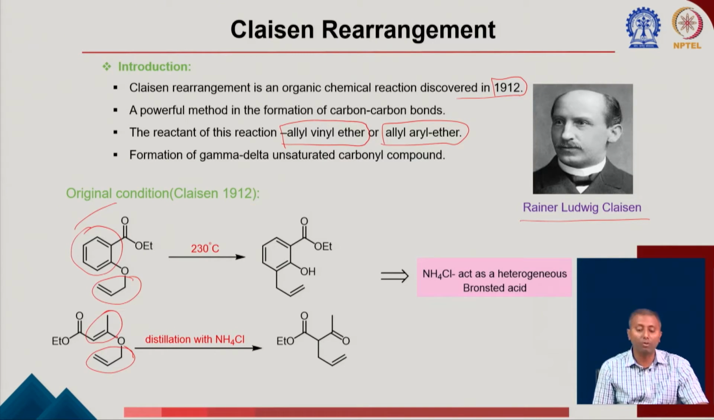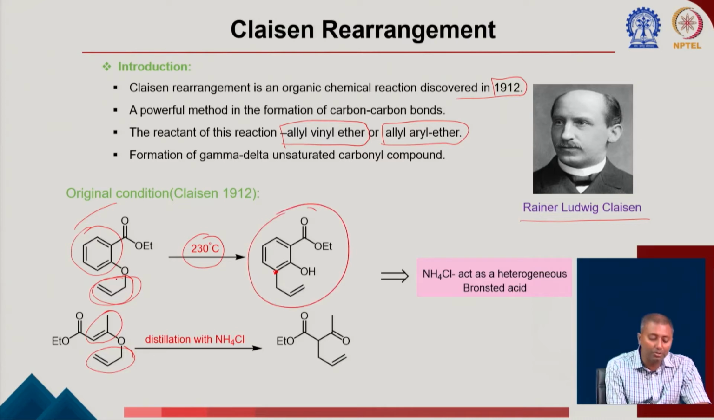Once you treat this compound under heat, it is going to rearrange, because there is no change in the molecular weight. Only a rearrangement happens, where this allyl group which was with the oxygen at the beginning now moves to the carbon. It is moving from this oxygen to the carbon. Because this carbon oxygen bond is getting cleaved, it is forming a phenol.